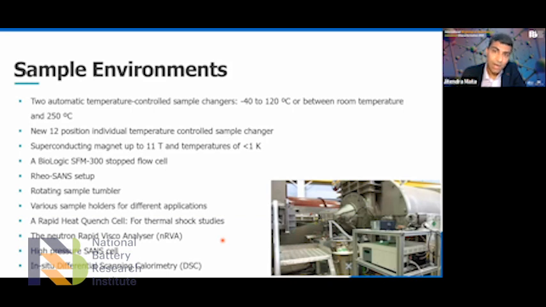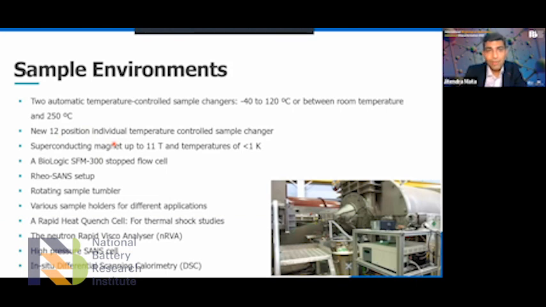We always expand more, and we have a dedicated sample environment department. You can visit our website and get the full catalog, which shows all the different sample environments we have. If you need any information, please do not hesitate to contact me. I'm more than happy to take any inquiries. So this is the sample environment.